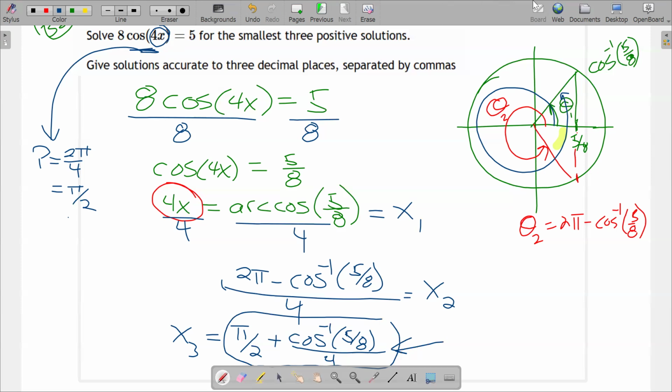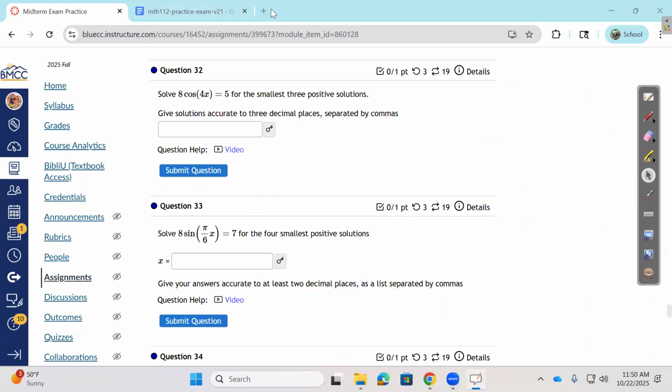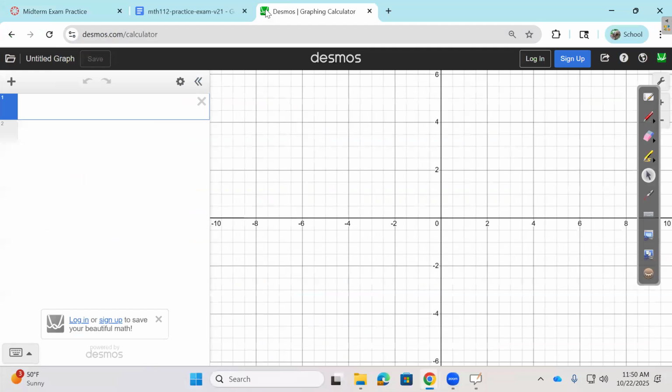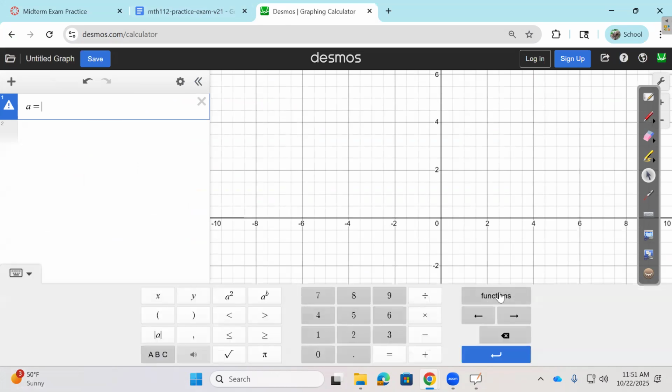All right, so then whip out your favorite graphing calculator. Desmos out. All right, so now I need my first one. I'm going to call that A equals. You can either type arc cosine or inverse cosine. I'll bring up the inverse cosine here, 5/8, right? On my version. All right, and then I have to get out of the parentheses and divide that by 4. Okay, so I think one of them is 0.2239.